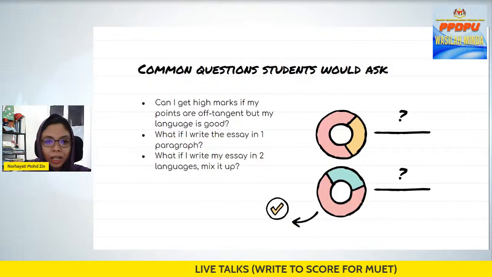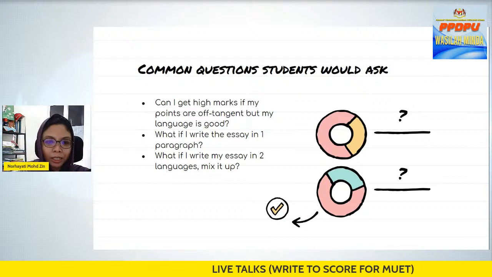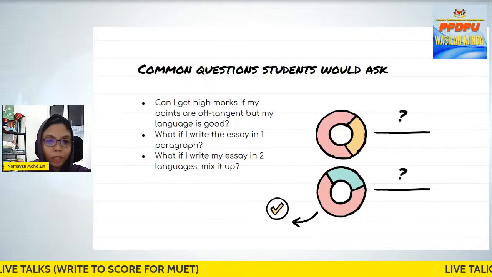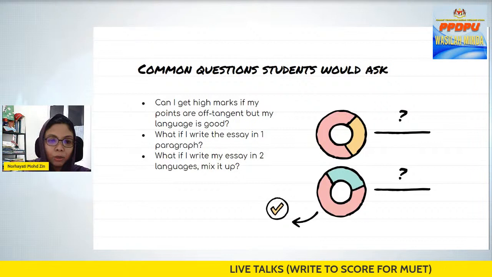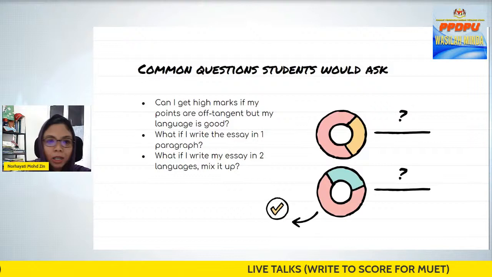Some students asked me, what if I write the essay in two languages, mix it up? It happens. Sometimes I see students writing in both languages. We would definitely penalize you in terms of language. It's not that we don't read at all. We would read and try to understand your ideas, but we would definitely pull down your language.